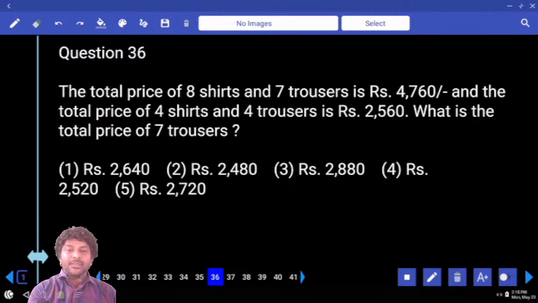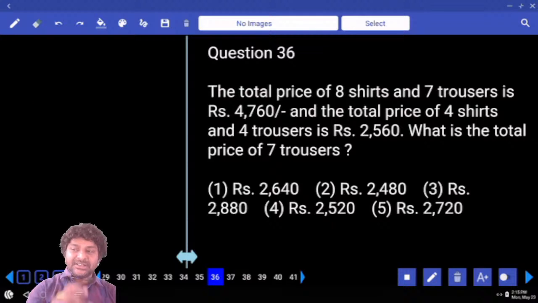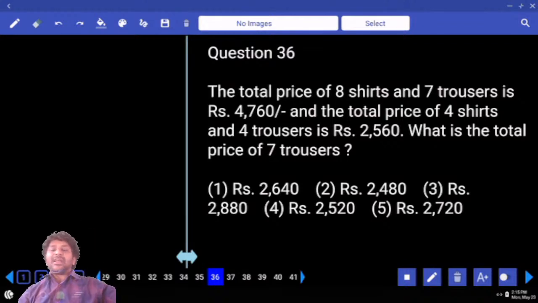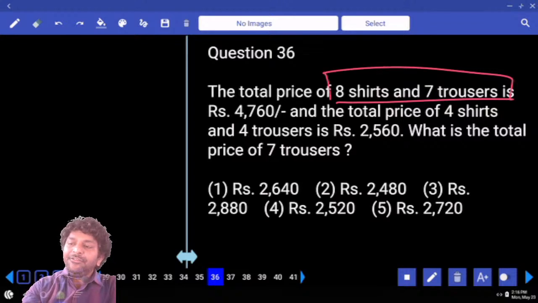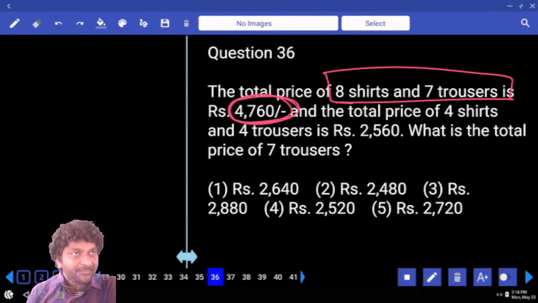Next, the total price of 8 shirts and 7 trousers is 4760, and the total price of 4 shirts and 4 trousers is 2560. What is the price of 7 trousers? We were asked to calculate 7 trousers price. See, from this, if you know 8 shirts value, out of 4760, that is a combined value of the price of 8 shirts and 7 trousers. If you can subtract 8 shirts price, then you will get 7 trousers only.